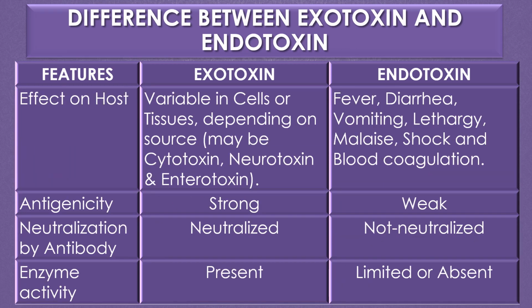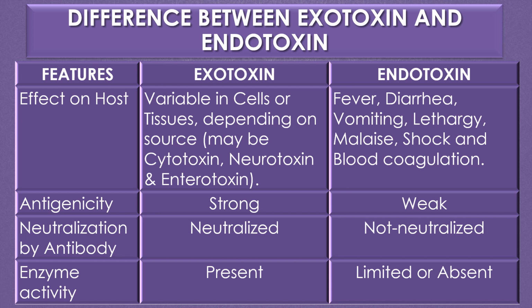And the effect of exotoxins on the host is variable in cells or tissues. That is mainly depending on the host, maybe cytotoxin, neurotoxin and enterotoxin. The endotoxin produces fever, diarrhea, vomiting, lethargy, malaise, shock and blood coagulation in the host.